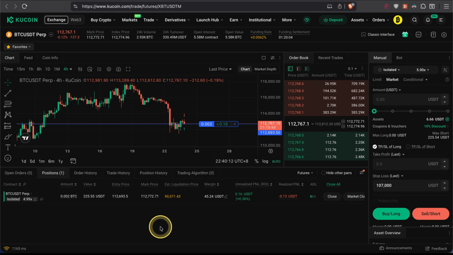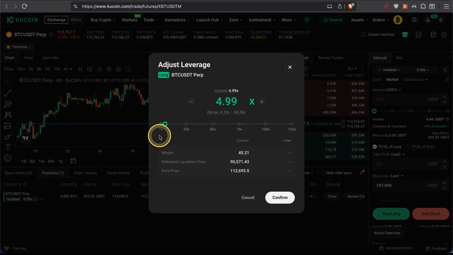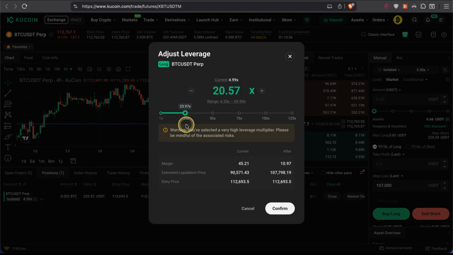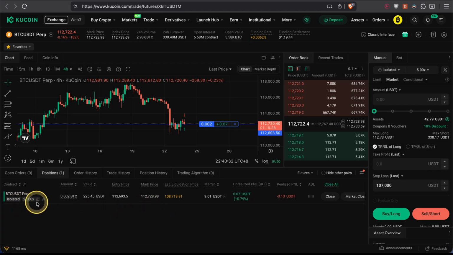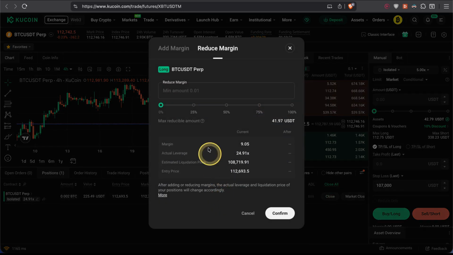To increase the leverage of an opened trade on KuCoin, we simply go here to the left, click on this pen icon next to the leverage, and let's increase that leverage to 25x and press confirm. Now you will see we've increased our leverage, and on KuCoin, it also automatically decreases your margin. As you can see right here, it's reduced to 1/5 right now, but you could of course also manually edit that in here by adding or reducing any of your margin.